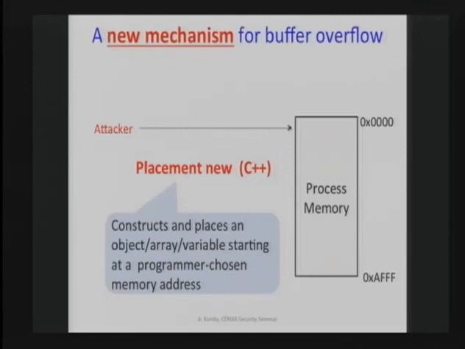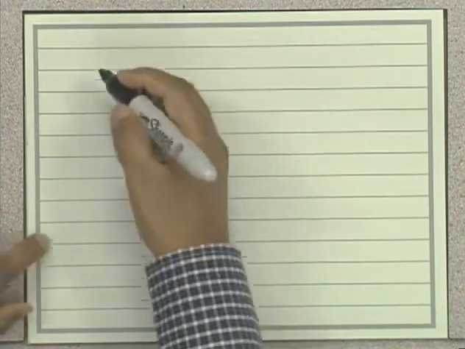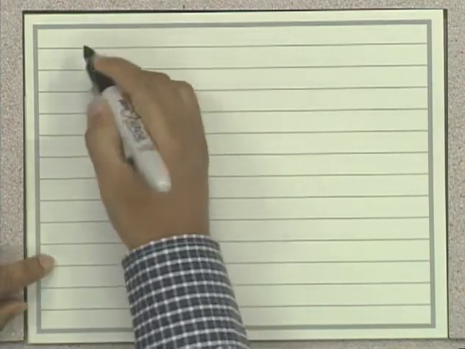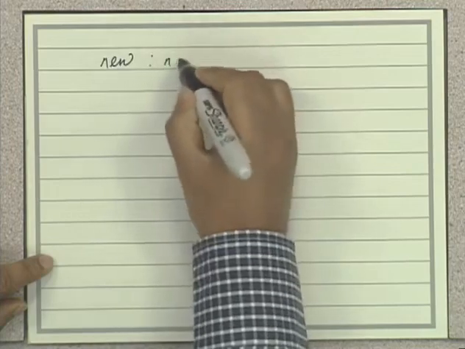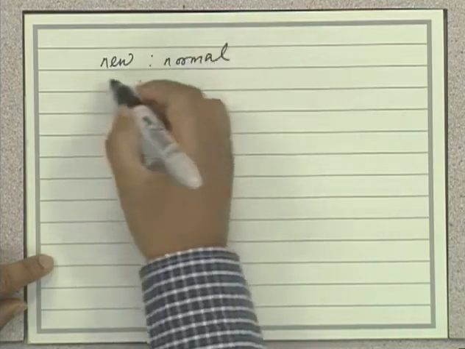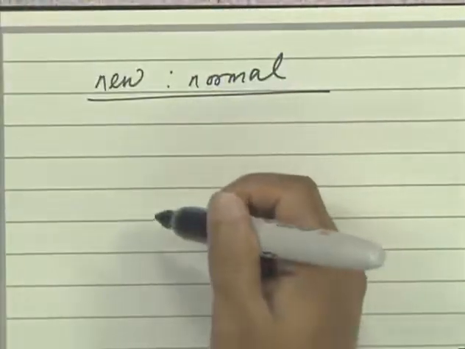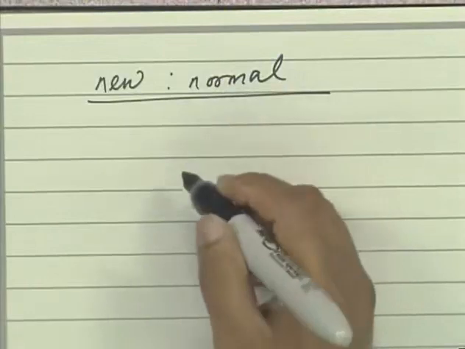I'm going to use the board here. I don't know whether you can see that. Can they? Yeah, he'll switch the camera here. Okay, so for example, the new operator, the normal new. Oh, you can see it there? Okay, okay, great, great, thanks.